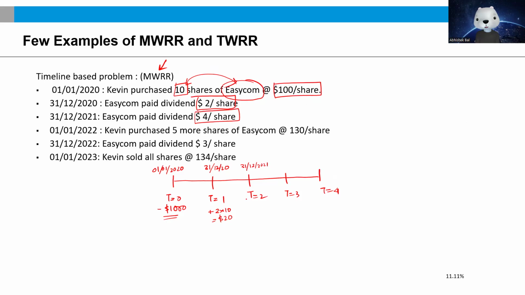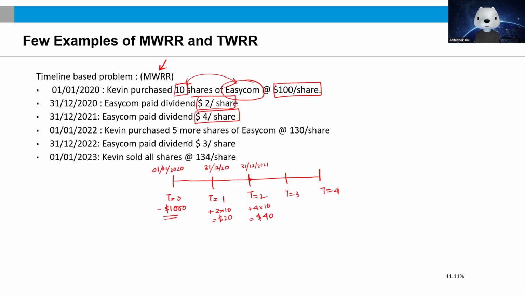And now EasyCom pays another dividend, this time $4 per share. So this is around 4 into 10, or $40, on 1st of January 2022, which coincides with this date only, because always remember, the borderline dates are always considered as one and the same. We really do not separate the borderline dates. It's a convention. So 31st of December 2021 is equivalent to 1st of January 2022.